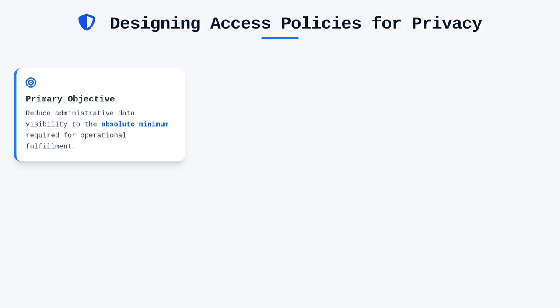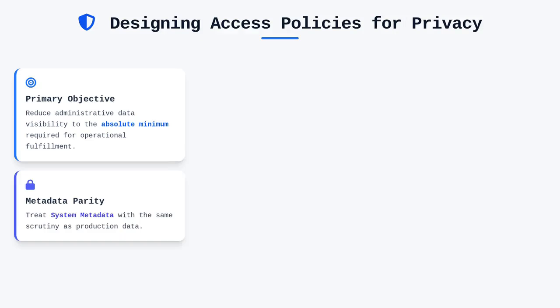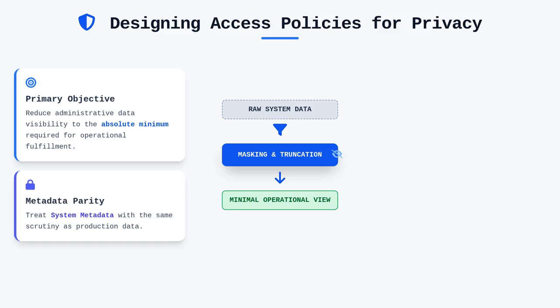When engineers design access policies, the objective should always be to reduce administrative data visibility to the absolute minimum required for operational fulfillment. This means audit logs, monitoring tools, and management dashboards must be configured to mask or truncate sensitive fields by default. We should treat access to the system metadata with the same level of scrutiny as access to the production data itself. If a system administrator does not need to see the clear text PII of a user to troubleshoot a network connectivity issue, the dashboard must suppress that data entirely.